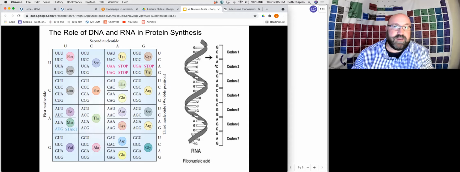150 nitrogenous bases. So 150 of these GCUs, all of this in there, 150 of these divided by 3, because every 3 is a codon. That would mean that we would have 50 different codons in there. That means that those 50 different codons code for 50 different amino acids. There's our primary structure of a protein.